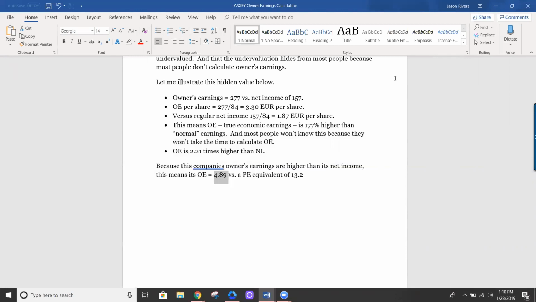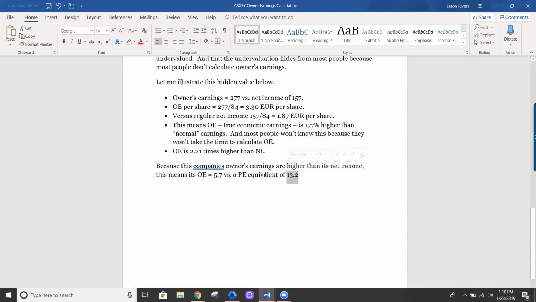Okay, so here we go. There's the right number. So essentially, that means... Oh, so how to calculate that? Its owner's earnings equivalent is 5.7 versus a PE equivalent of 13.2. How do you get the 5.7?